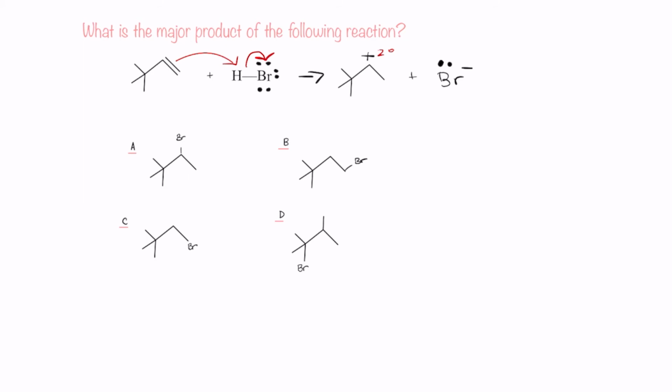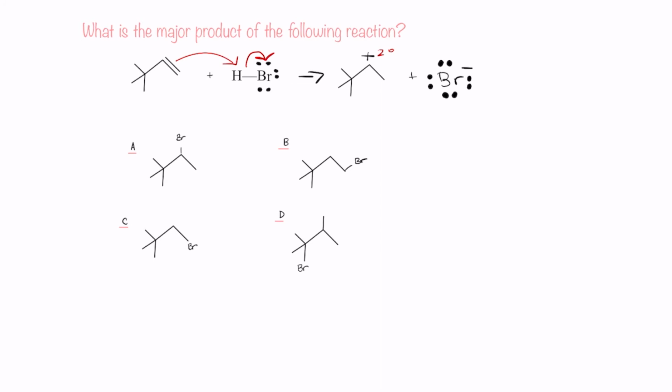Now we can draw on bromine's lone pairs over here. And you might be thinking that bromine is probably going to latch onto that carbocation and form the structure. And so you might be thinking that your answer choice is letter A, but that is a trap. And I'm going to explain to you why that is.